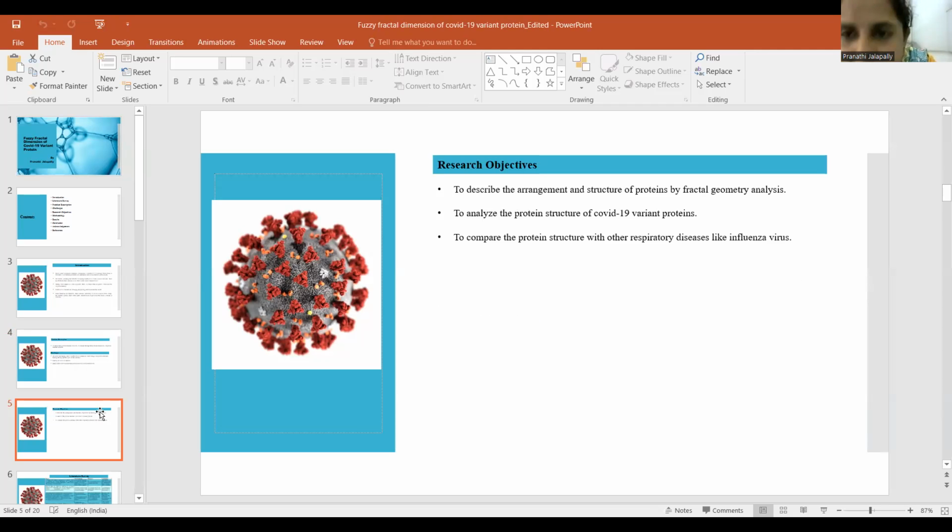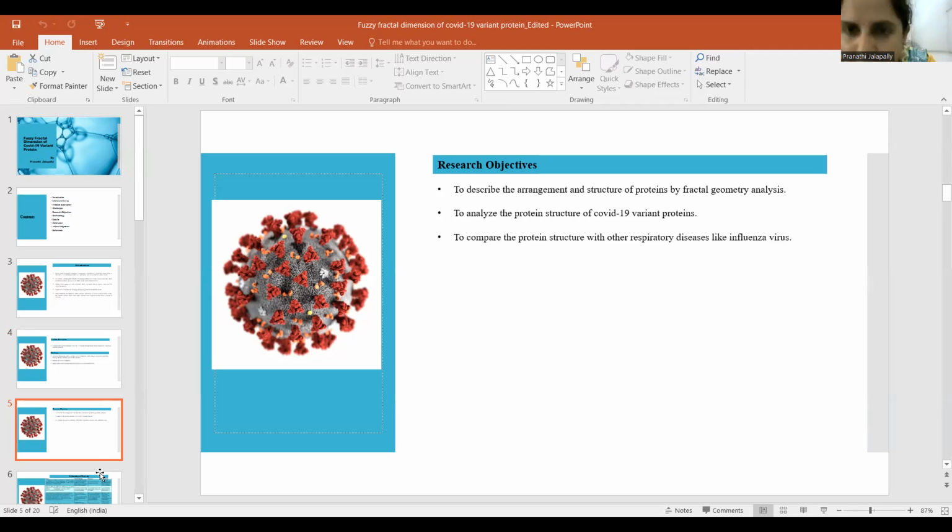Now coming to the research objective. In our research, we describe the arrangement structure of protein by fractal geometry analysis. Then we analyze the protein structure of COVID-19 variant proteins. Then we compare the protein structure with other respiratory diseases like the influenza virus.